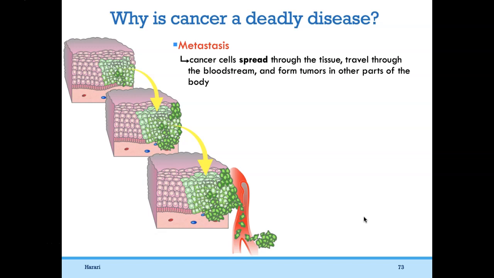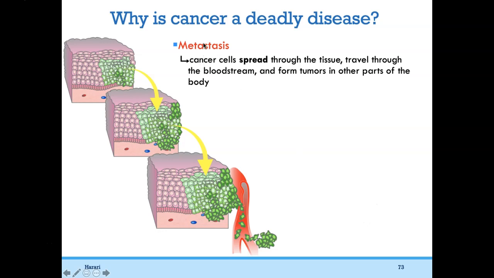So far we said that cancer is uncontrolled cell growth. But why is that so bad? Right? So what is actually deadly about cancer? And why do we care if we just have extra cells? Well, it's metastasis that makes cancer so deadly.